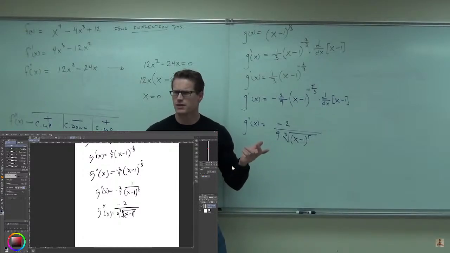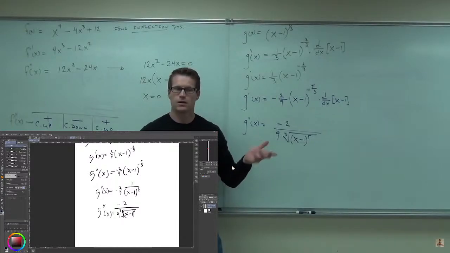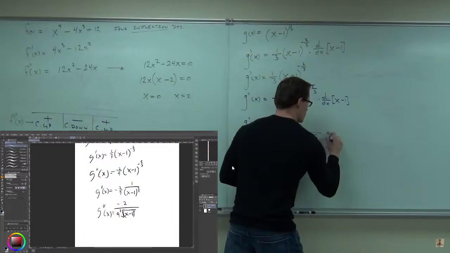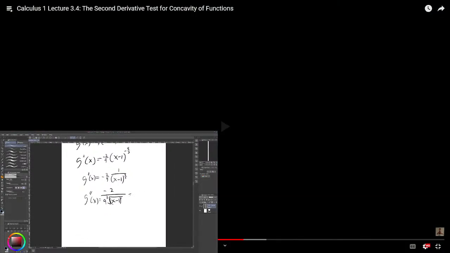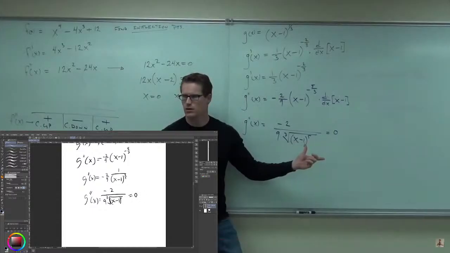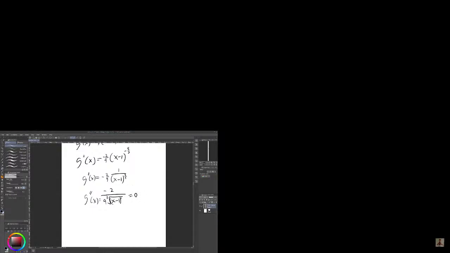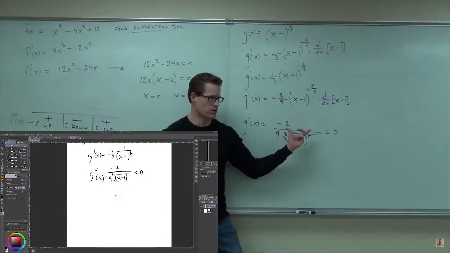What do you do for the second derivative test? Is that equal to 0? Okay, so 0. Now this is interesting. When's the numerator going to be equal to 0? Never. It's a constant. So nowhere are you going to have a point on the numerator that's going to make it equal to 0. You're not going to have that value.